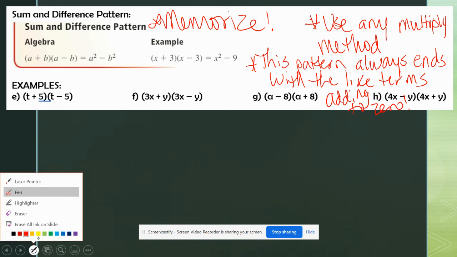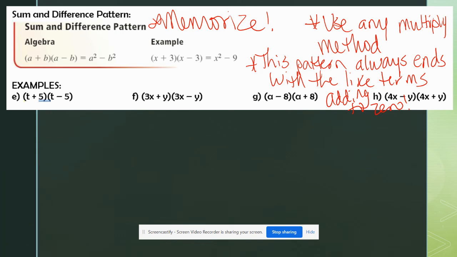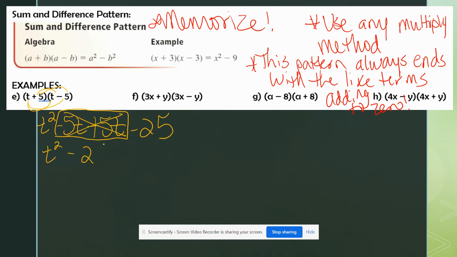So if I show an example of that, I'll distribute. T times t is t squared. T times negative 5 is negative 5t. Positive 5 times t is plus 5t. And positive 5 times negative 5 is negative 25. My like terms are right here in the middle. Negative 5 plus 5 adds to 0. So we're left with t squared minus 25.